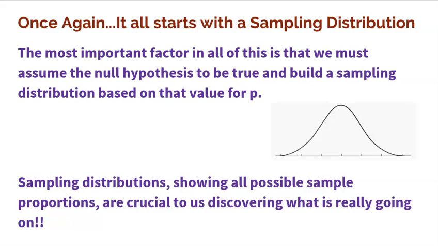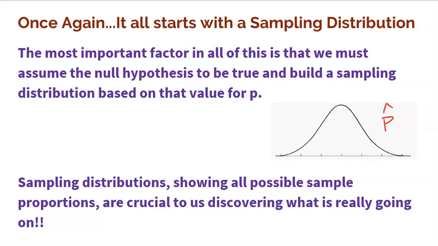So once again, why is a sampling distribution so important? Because honestly, the most important factor in all of this is that we must assume the null hypothesis to be true and build a sampling distribution based on that value, right? Sampling distributions don't just show you one sample proportion, they show you all of them. And oftentimes with big populations, there are millions of p-hats out there. So this sampling distribution shows tons and tons of p-hats. And that's why the sampling distribution is so important.